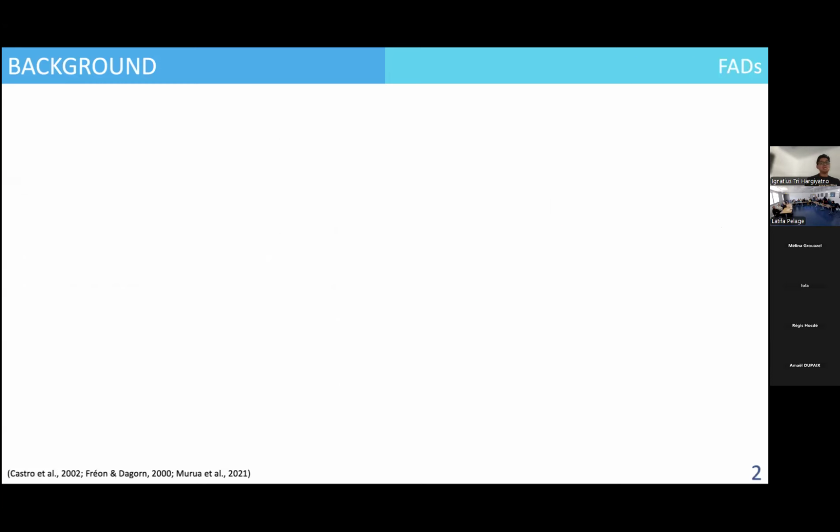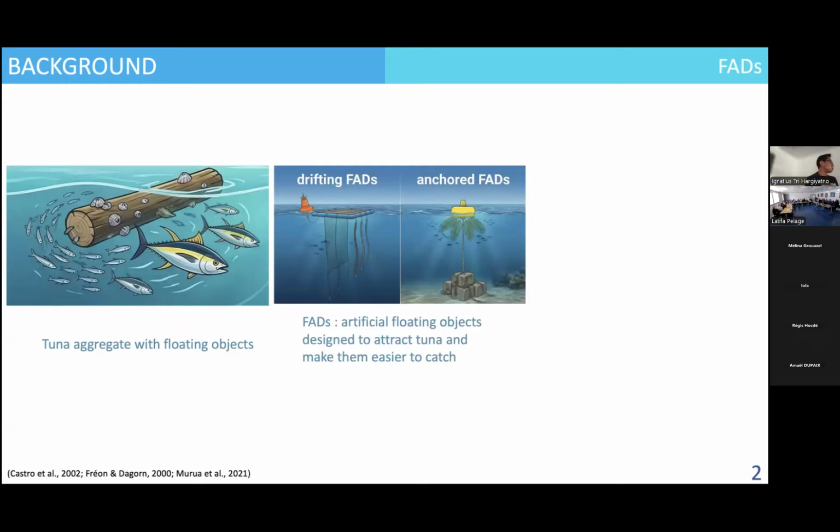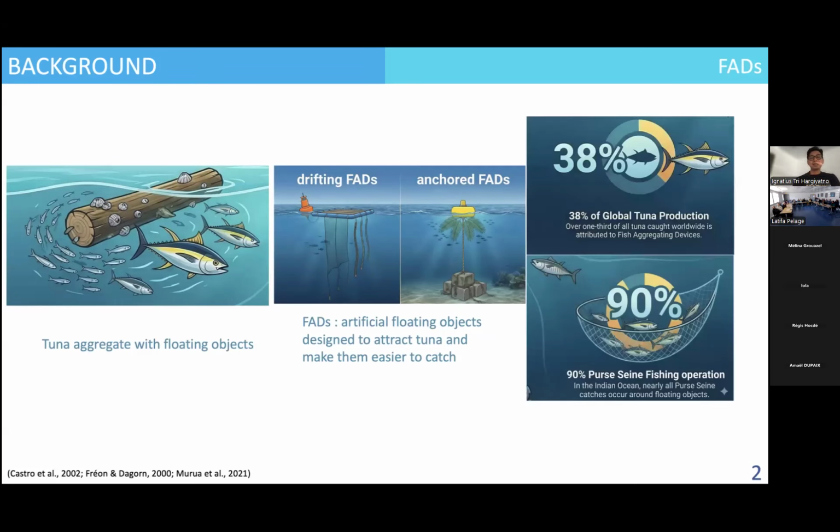In the context of FADs, fish aggregating devices, naturally, tuna and some other large pelagic species also aggregate around floating objects. Based on this behavior, humans made FADs. A FAD is an artificial floating object designed to attract tuna and make them easier to catch. And there are two FAD types in the world: drifting FADs and anchor FADs. Currently, around 38% of global tuna production comes from these fisheries. Also, around 90% of operations in IOTC are related to FADs.